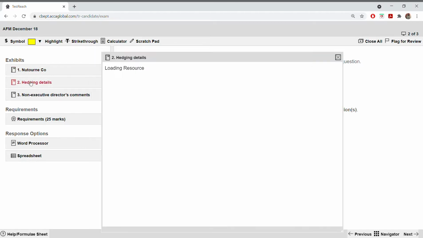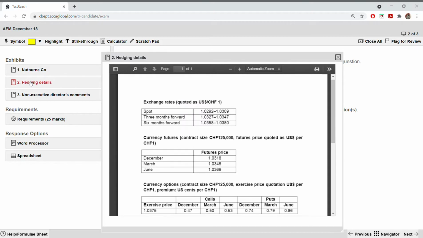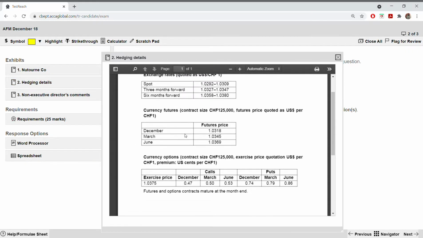Now I'm going to go to the hedging details. So in the hedging details you will be needing all this. You are given the spot, the 3 and the 6 month forward, and the future and the option. Okay.